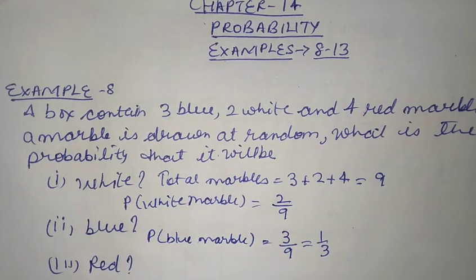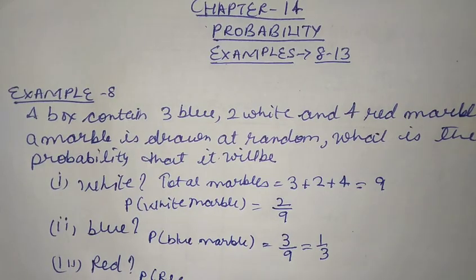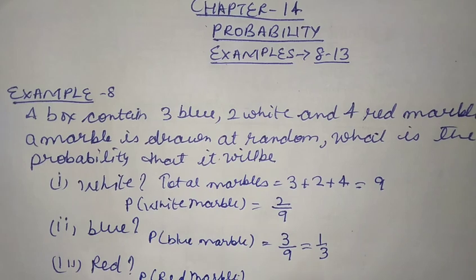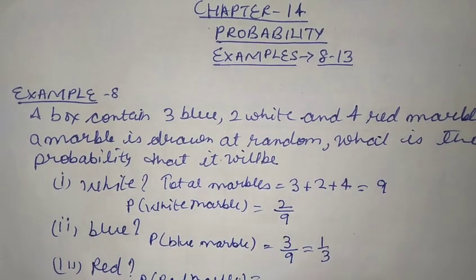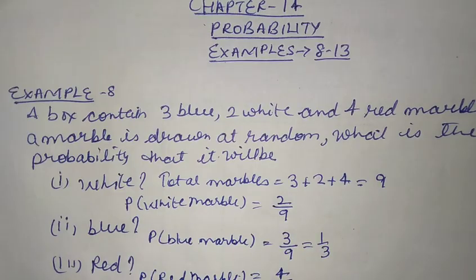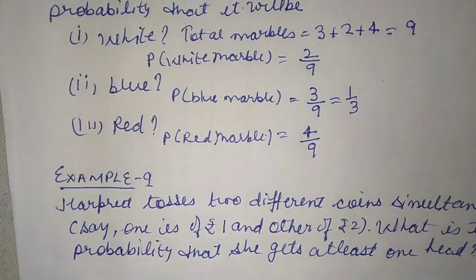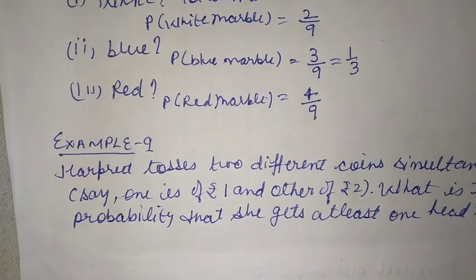It says we have to find the probability of getting a red marble. The probability of getting a red marble is equal to, red marbles we have is 4 and total possible outcome is 9. So the probability of getting a red marble is 4 by 9. This was Example 8. Let us go to our Example 9.